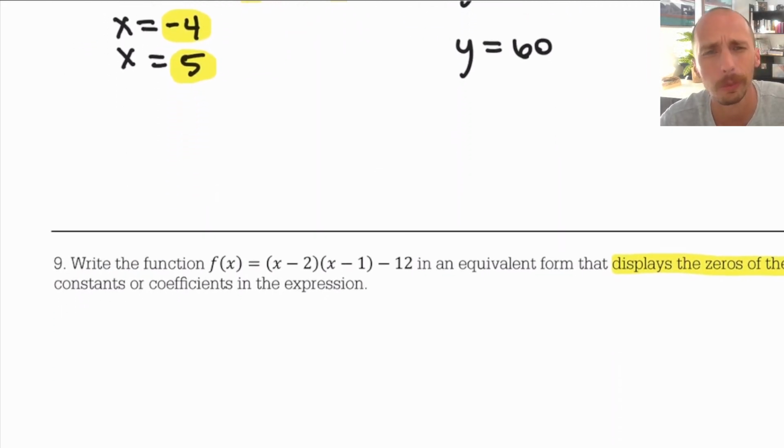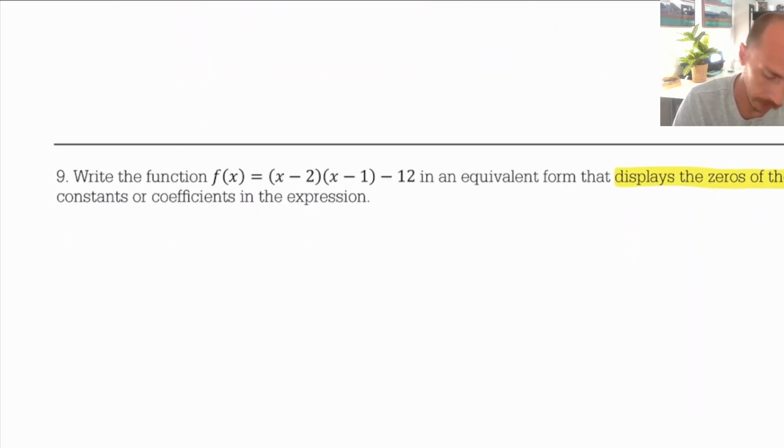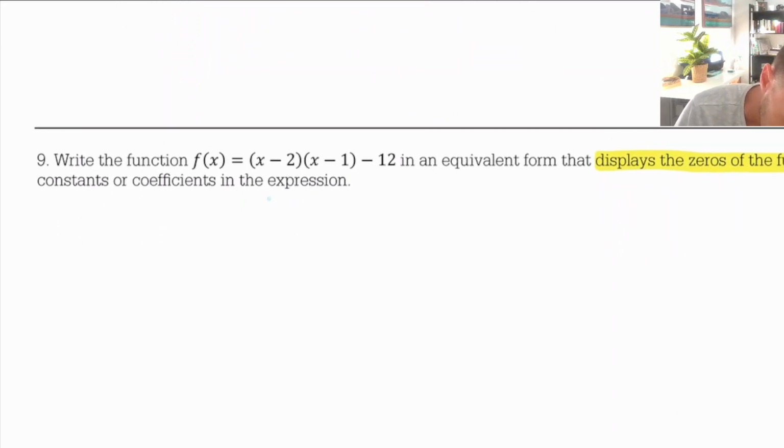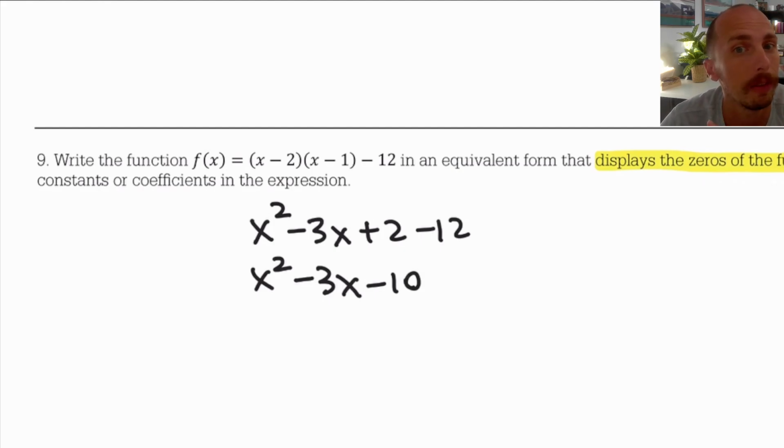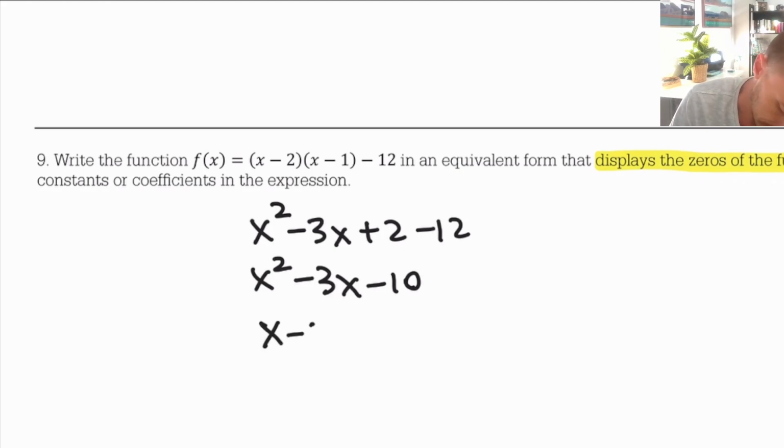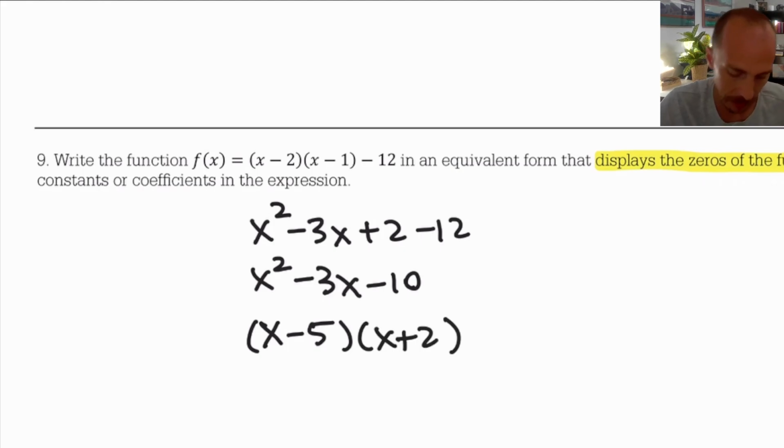So what we need to do is basically just write this thing in fully factored form. And so that will involve us distributing x minus 2 times x minus 1 would be x squared, negative 2 minus 1 is negative 3x, plus 2 minus 12. Combine those terms. Think about two numbers that multiply to negative 10 while adding to negative 3. It feels like negative 5, positive 2. So x minus 5, x plus 2, and that's an equivalent form.